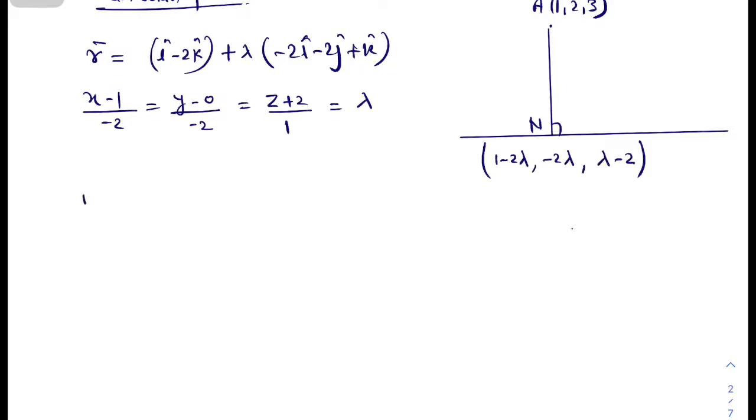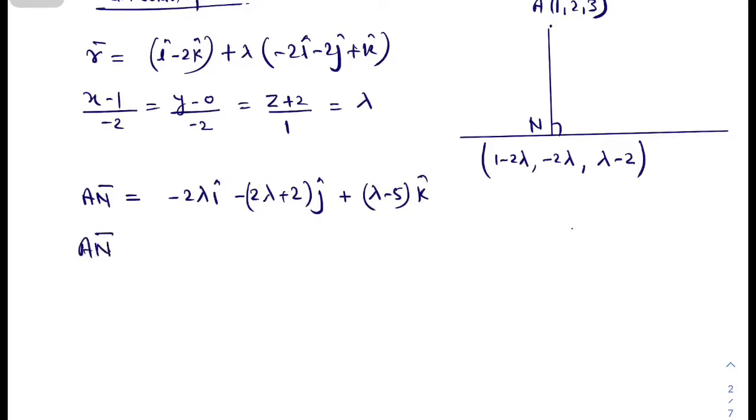So the an vector will be n minus a, that is minus 2 lambda i cap, minus 2 lambda minus 2, taking out negative as common, j cap, and plus lambda minus 2 minus 3, that is lambda minus 5 k cap. And again the dot product of an and b vector will be 0, and this will give us minus 2. This is our b vector, no?